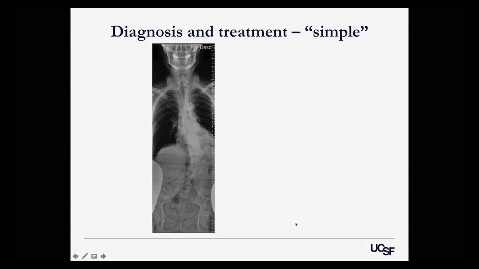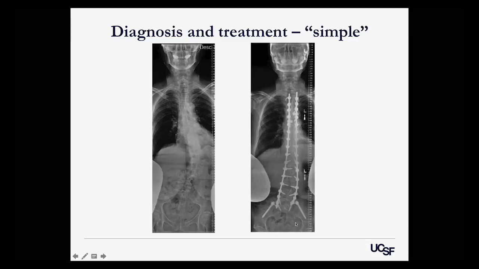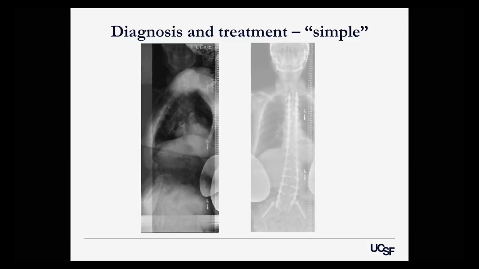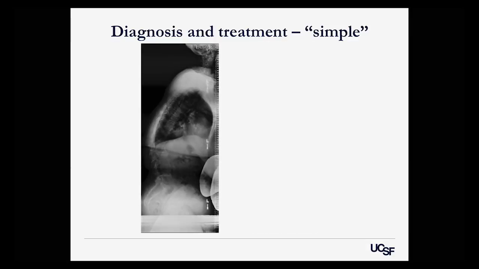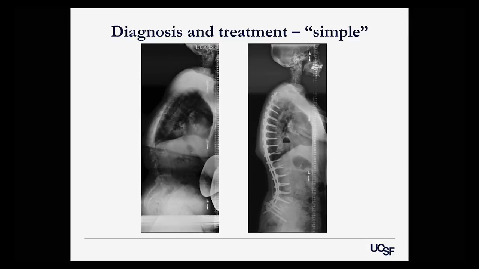So for this patient, she had a global problem with her entire spine that needed to be fixed, and that's what I did. I performed a very large operation on this patient. I treated every level of the spine. I corrected her scoliosis, and in the sagittal plane, or looking at her from the side, I was able to place her head back over her pelvis and recreate that normal curvature of her lower back.